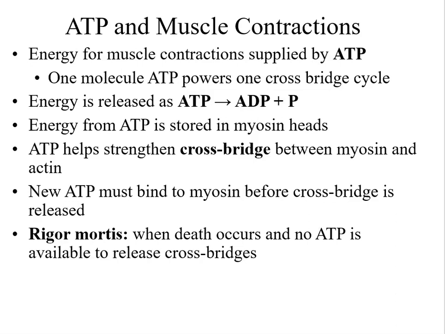Rigor mortis is when no new ATP is produced due to death, and the muscles experience fused contractions as the cross bridges do not release and stiffness occurs. This cross-bridge induced stiffness does not go away until the proteins in the muscles start to break down.